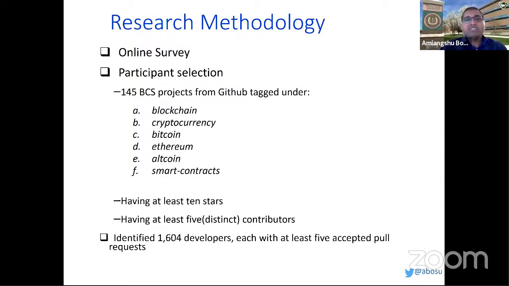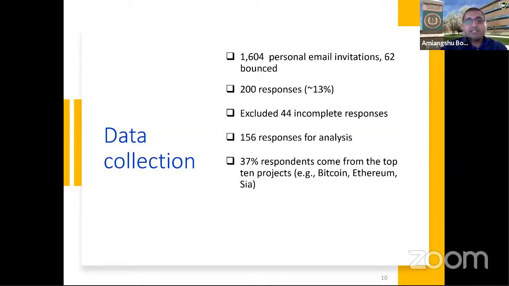To this end, we surveyed contemporary blockchain developers, since they have first-hand experience regarding the software development practices of blockchain projects. So we identified 145 projects from GitHub. These projects have at least 10 stars and at least 5 distinct contributors. By mining the Git commit logs, we identified 1,604 developers that have committed at least 5 pull requests. We sent survey invitations to them, and we received 200 responses, so the response rate is 13%. We excluded 44 incomplete responses and had 156 responses for analysis.